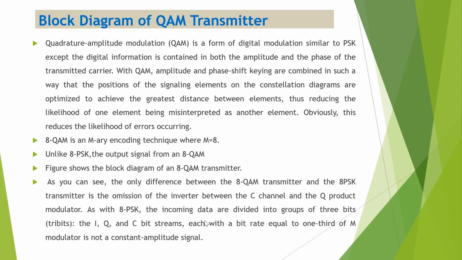Unlike 8PSK, the output signal from an 8QAM modulator is not a constant amplitude signal. In the figure here, the only difference between the 8QAM transmitter and the 8PSK system is the omission of the inverter between the C channel and the Q product modulator. As with 8PSK, the incoming data are divided into groups of three bits, the I, Q and C bit streams, each with a bit rate equal to one third of the input bit rate.